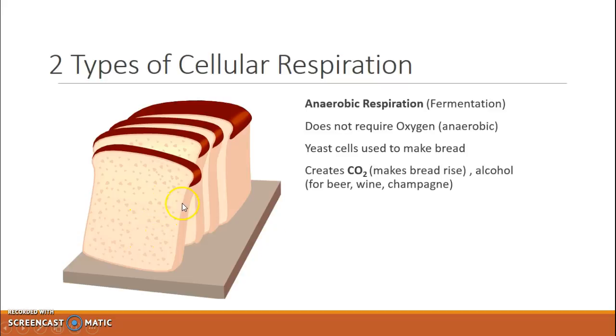That's why bread rises. And it also makes beer, wine, champagne. So those people that are involved in making beer, wine, and champagne, they use yeast to ferment. And it uses the sugars and produces carbon dioxide gas, which makes it rise. Okay, so that's another type of respiration. All right, but both of them produce energy, and that's the big term there. Okay, moving on. That's the mitochondria.